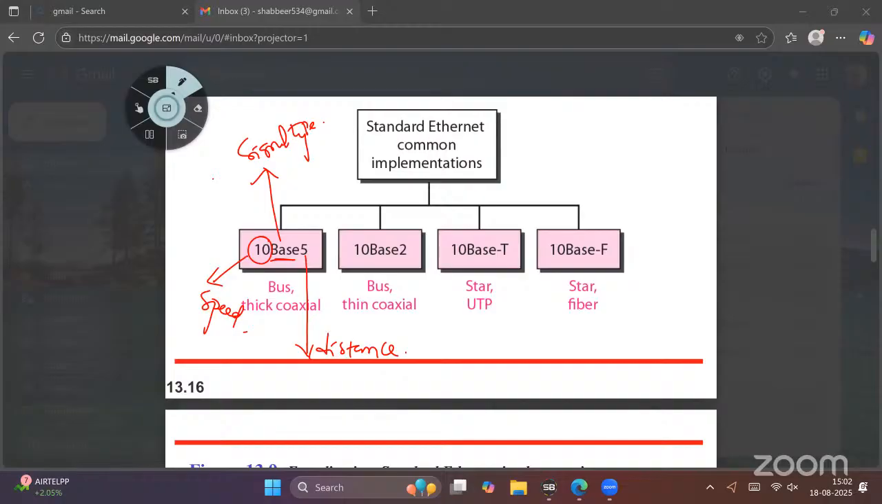And 10Base2. What is 10Base2? What is the 10? Speed. What is the base? Signal type. So this 10 is nothing but speed.